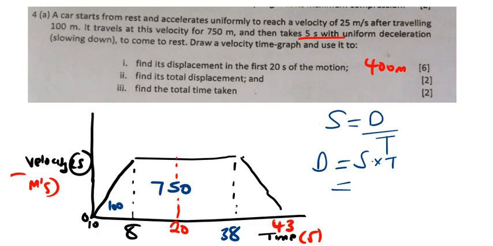It will be what? 25 meters per second. The average of that is 2. Multiplied by the time, and we're told that it took 5 seconds to decelerate. So 25 divided by 2, that is the acceleration. I've written speed, but it's the acceleration.